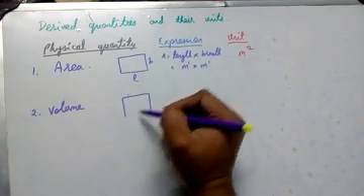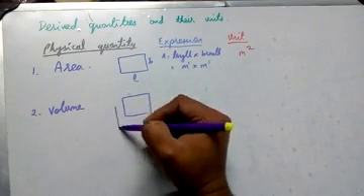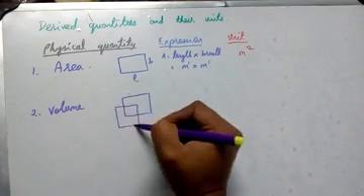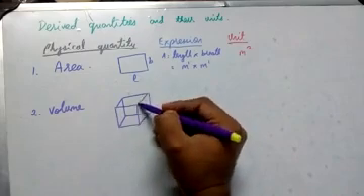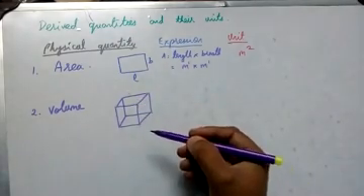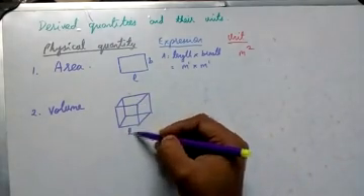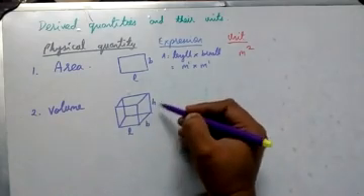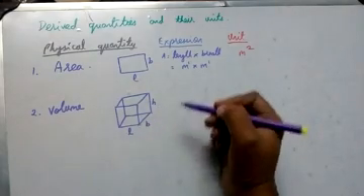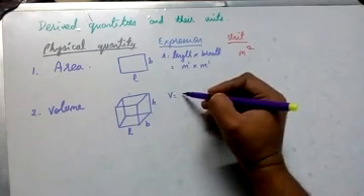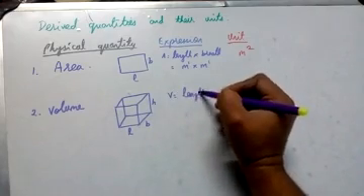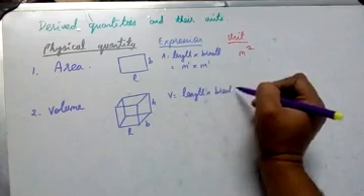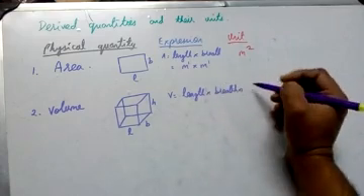Let me take a cube here. I'll draw it this way, two squares joined like this. Volume will be length into breadth into height, or you can say area into height. So volume is equal to length into breadth into height. I'll write the full form first.